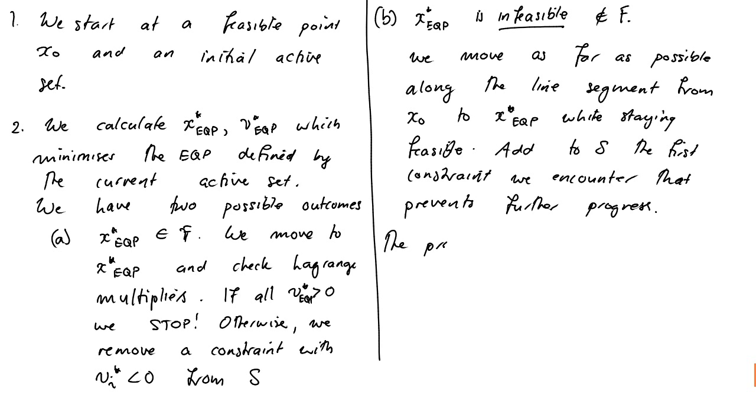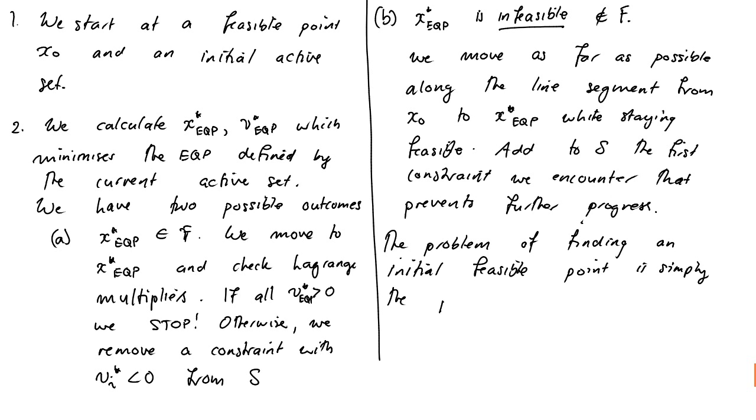So we know we need to find an initial x0 and an initial active set. The problem of finding an initial feasible point is simply the problem of finding a feasible point.